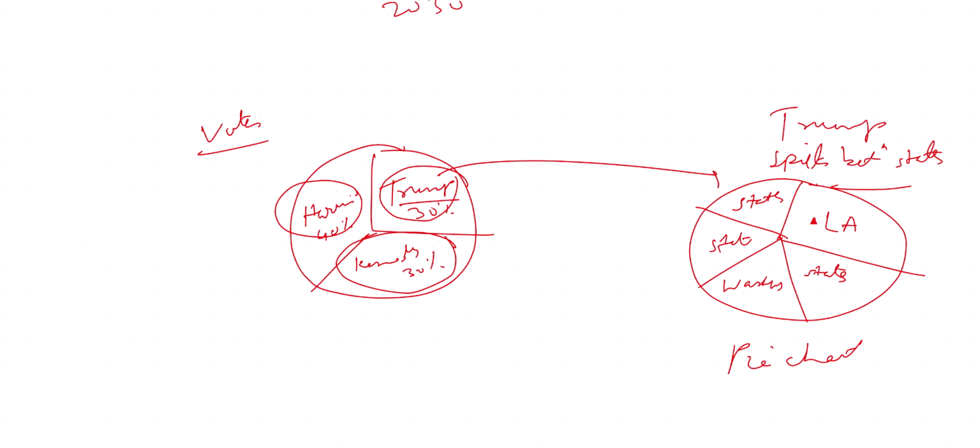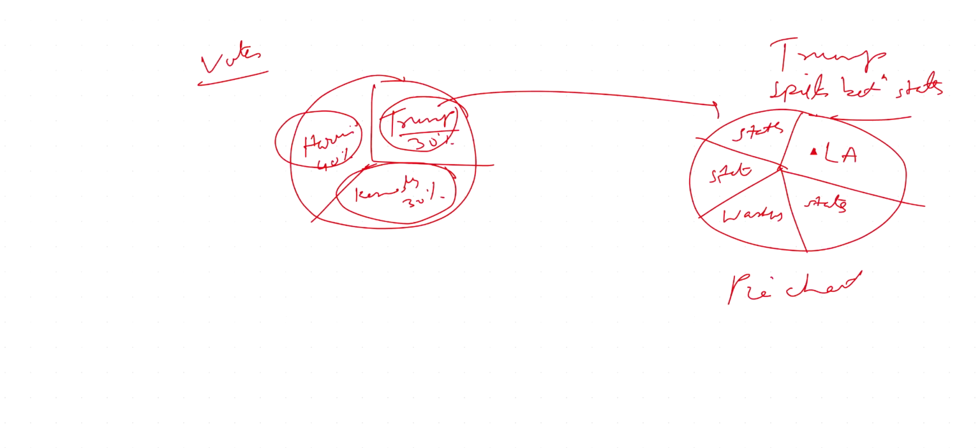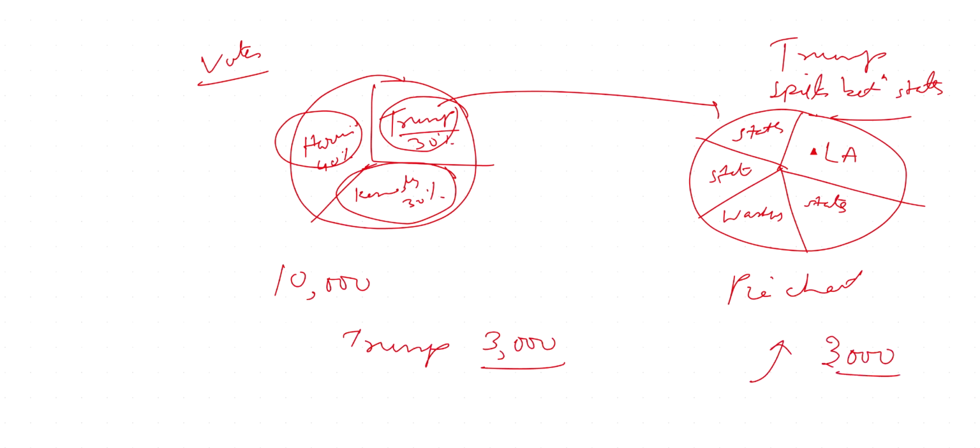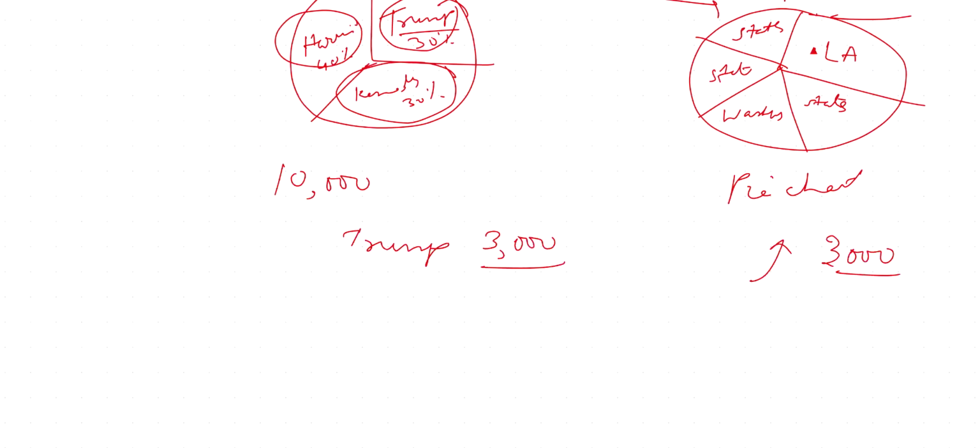This is more like we are just getting started. So I'm giving you an example. How will you interpret this? Suppose the total number of votes is, let's say, 10,000, which means this person Trump must have got 3,000 because 30%. And then this pie chart is going to represent all the 3,000.